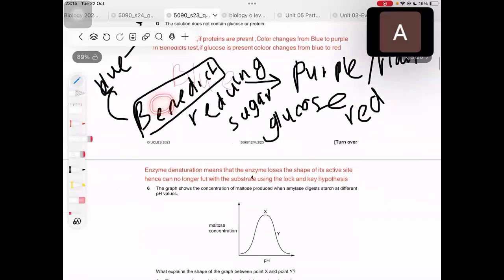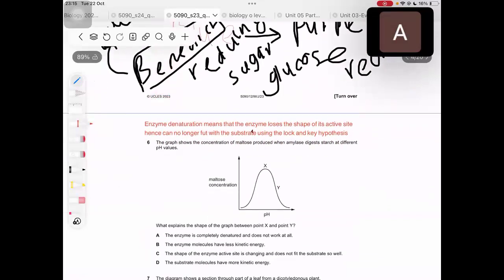Then let's move on to the sixth question. The graph shows the concentration of maltose produced when amylase digests starch at different pH values. Right. What explains the shape of the graph between point X and point Y? You know, as pH has been increased, you can see the maltose concentration has increased and it suddenly has decreased after reaching a certain peak, right?